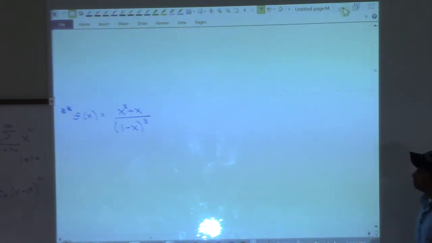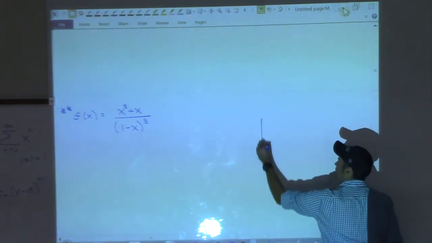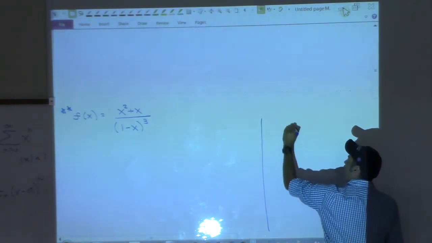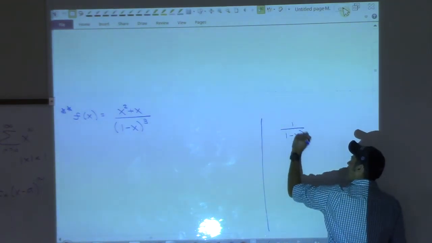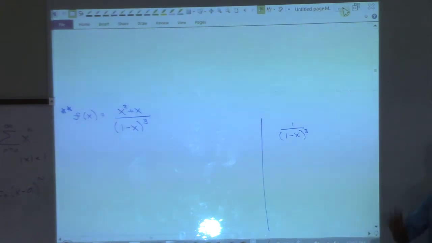So, okay, so maybe we just look at this for a second. Maybe we look at 1 over 1 minus x cubed. What if we just had that? What if that's all we had? That's the derivative, that's like second derivative maybe of something? Maybe.